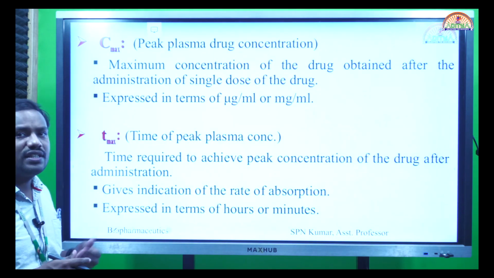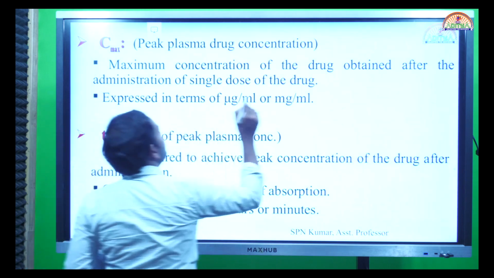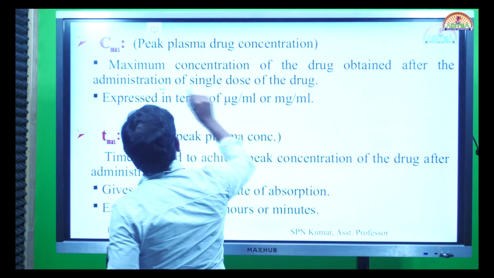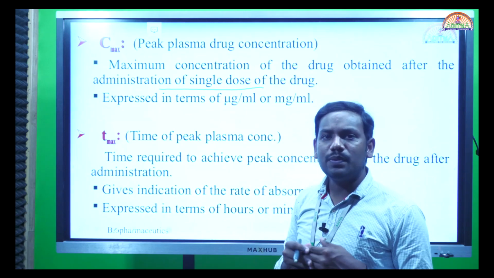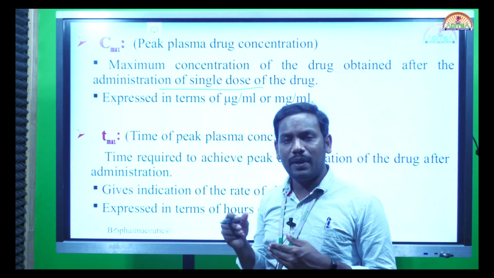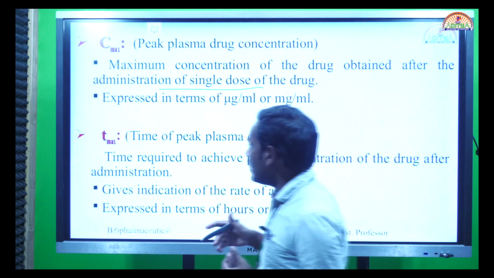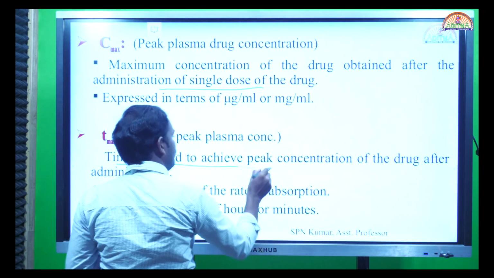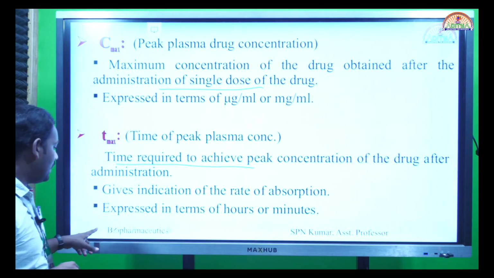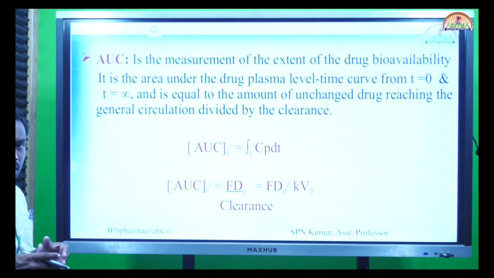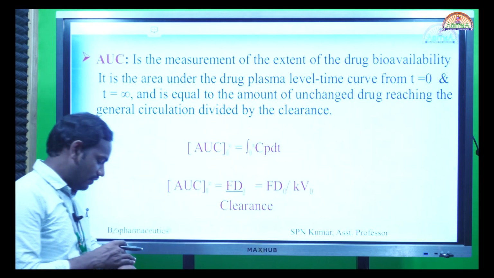So here is a description about Cmax and Tmax. Let us see the definition. Maximum concentration of the drug obtained after the administration of a single dose. Once you administer the drug, the maximum concentration that appears in the plasma concentration versus time profile is called Cmax, whereas the time required to achieve this maximum peak plasma concentration is called Tmax. Both of them are very important to calculate the bioavailability. Higher these two values, higher will be the bioavailability.